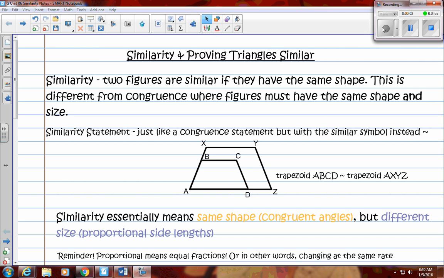Good afternoon, folks. We are starting with our Unit 6, Similarity. And to begin, we should probably learn what it means to be similar.